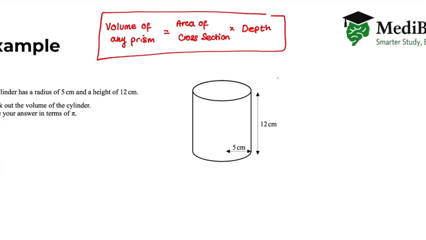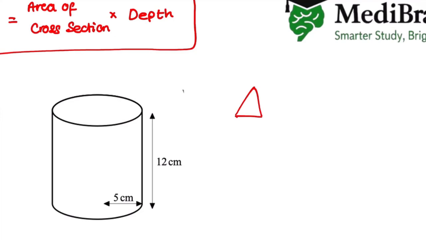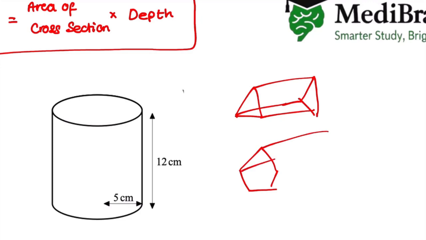Okay, so you could have something like this. Okay, this is an example of a triangular prism, because you've got a 2D shape, a cross section, which is a triangle, and it's running throughout the shape. Yeah, this over here is an example of a pentagonal prism because the pentagon is being stretched all the way through the shape.